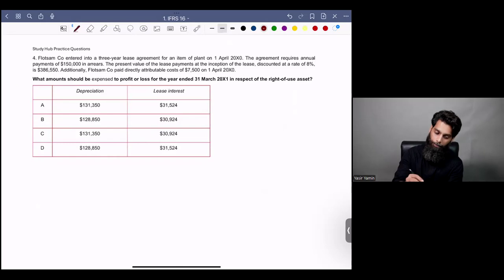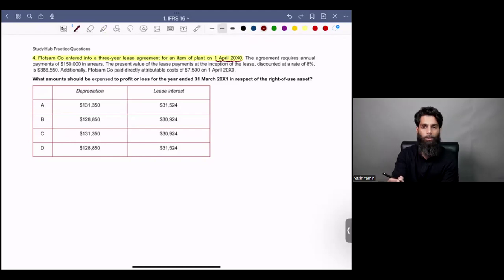Another question. Your examiner says, Flotsam Company entered into a 3-year lease agreement for an item of plant on 1st of April 20x0. Now, as I always say, as an accountant, you should always take note of dates. So you took a lease on 1st April X0.